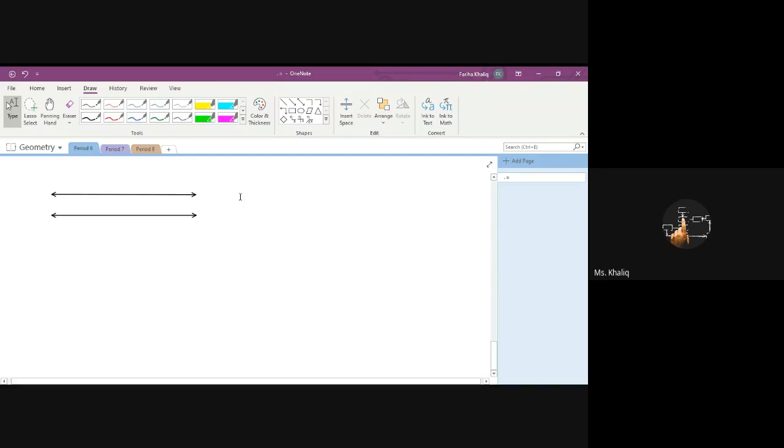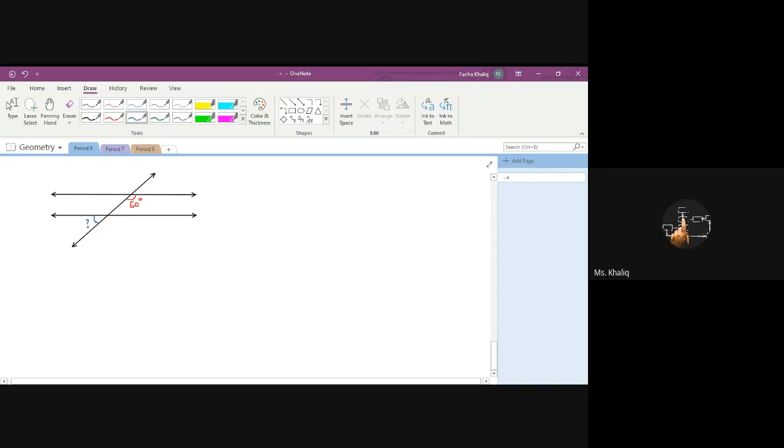So on the screen, you're given two parallel lines. Let's say it's cut by the following transversal. And in this scenario, let's say they're giving us this angle here, which is an interior angle. They're giving us this angle to be 60 degrees. And now they want you to find out this angle here. They're asking, what is that angle?